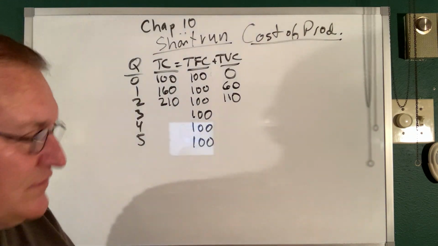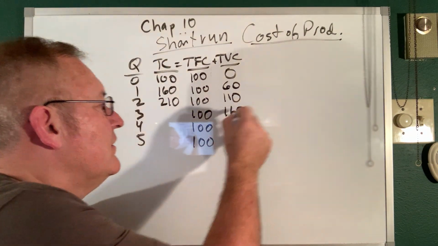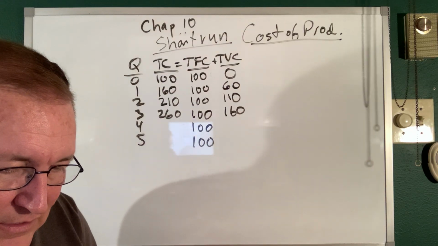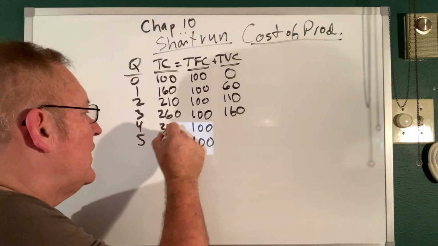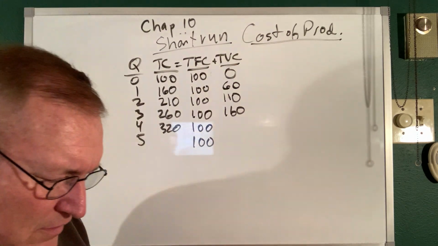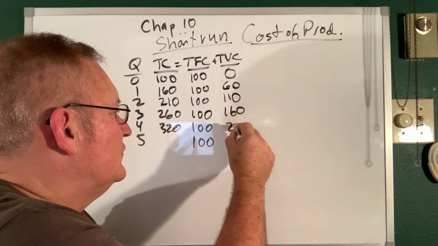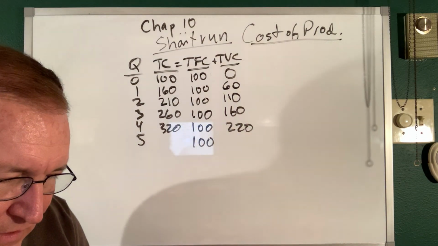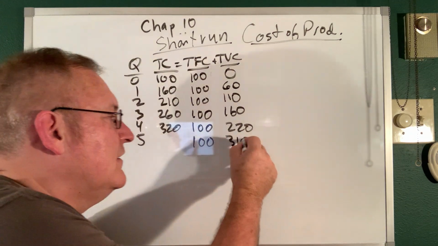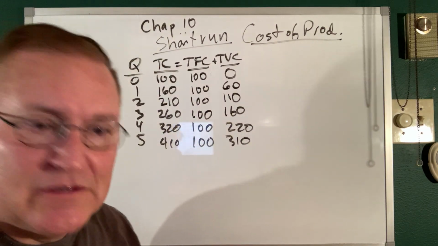If my variable cost for the third unit is 160, then this is going to be 260, right? Because you can do math. If this is 320, then my variable cost is going to be 220. And then for 5, if this is 310, then my total is 410. Okay, that's a lot of numbers, right?